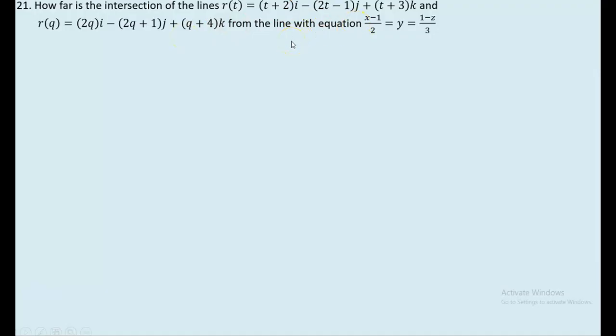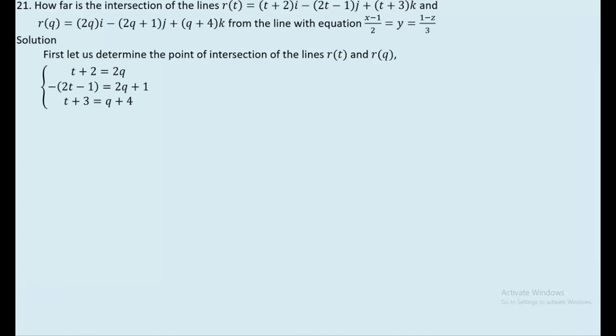So it's a matter of recalling how you can find the distance between a point and a line, okay? But here, what makes it different is we have to determine the point of intersection between these two lines, r of t and r of q. So the process goes like this. First, let us determine the point of intersection of the lines r of t and r of q. To obtain it, we have to equate the i components: t plus 2 is the same as 2q. Then the j components: minus 2t minus 1 must match the j component of the second one, and t plus 3 must match with q plus what, students?